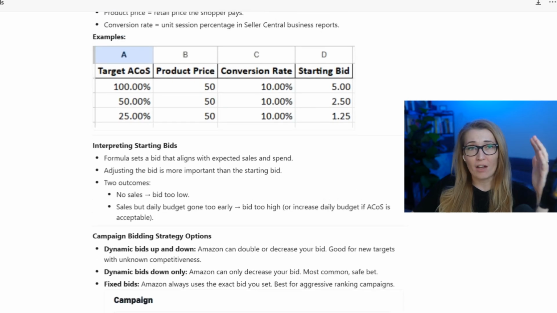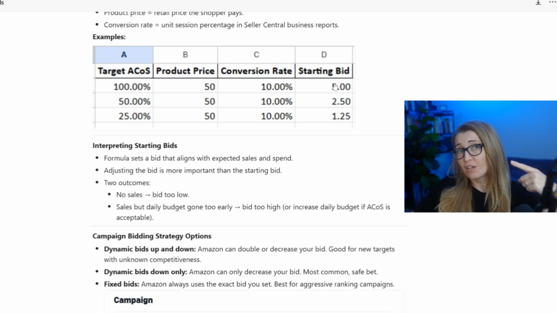Now, we can set up these rules clearly, but there can be 2 outcomes. The first outcome is going to be that even if you're going to go with the 100% ACOS, your product price is $50, conversion rate is 10%, and you will start with a $5 bid, it might be that Amazon is not going to showcase your product at all. So in that scenario, you would be increasing the bids.